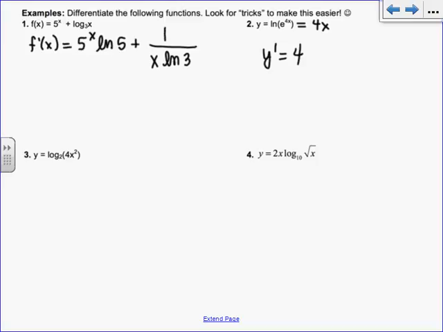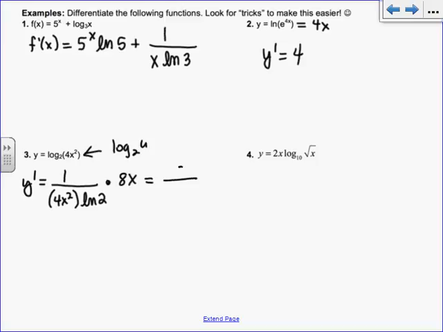All right, so how about something like this? We have y equals log base 2 of 4x squared. If you don't see that there's a shortcut, then we do it this way. We say y prime is 1 over u, since this is in the form log base 2 of u, and then natural log of 2. And then we multiply by the derivative of u. So the derivative of 4x squared is 8x. And we simplify. So we get a 2 on top, an x on bottom, natural log of 2.